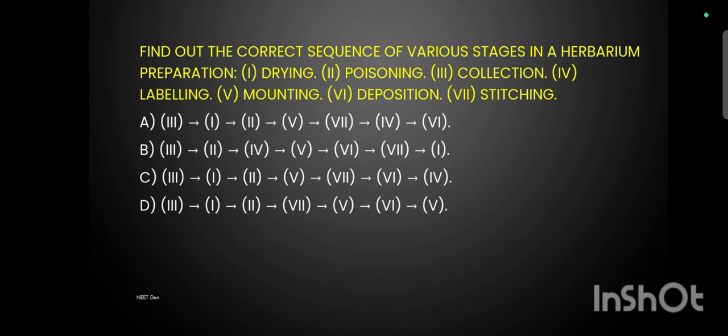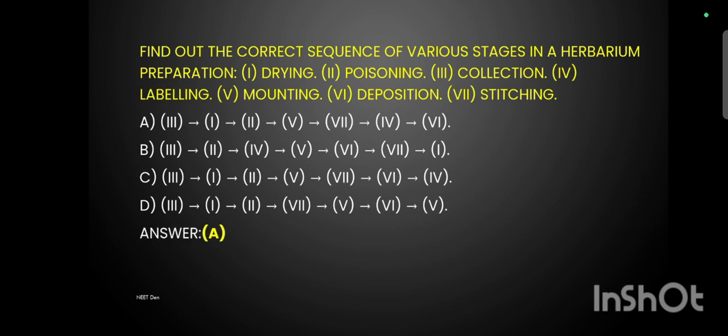Question, find out the correct sequence of various stages in a herbarium preparation. And the options are given with various combinations of sequences. The various stages given are drying, poisoning, collection, labeling, mounting, deposition and stitching.